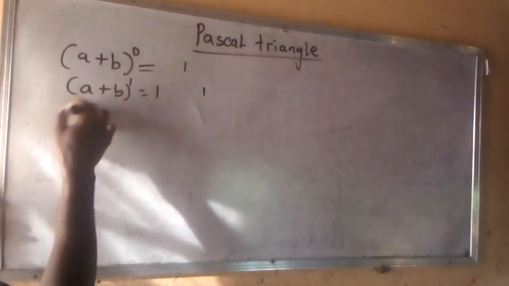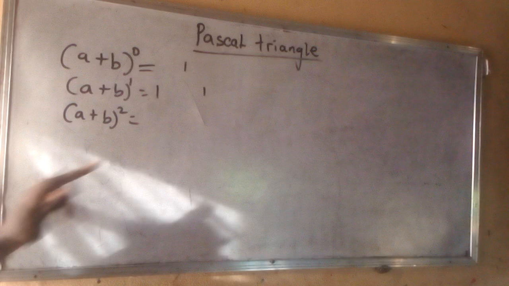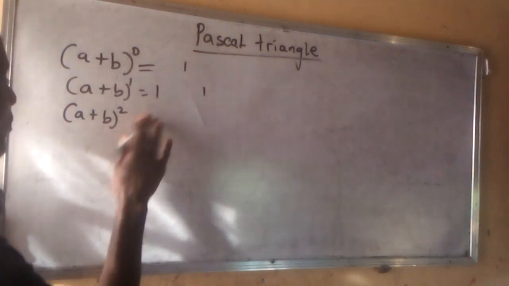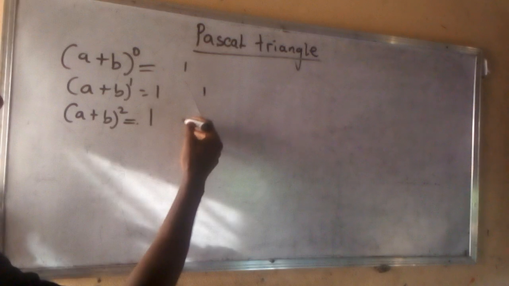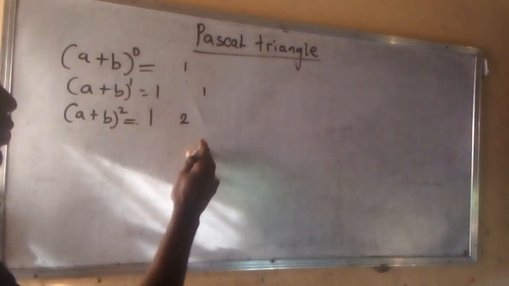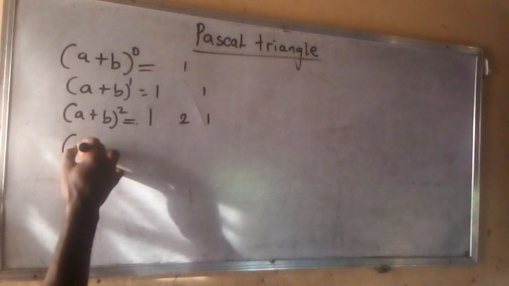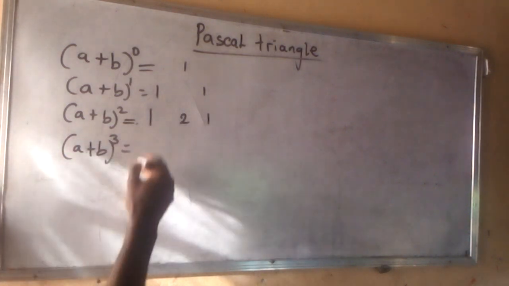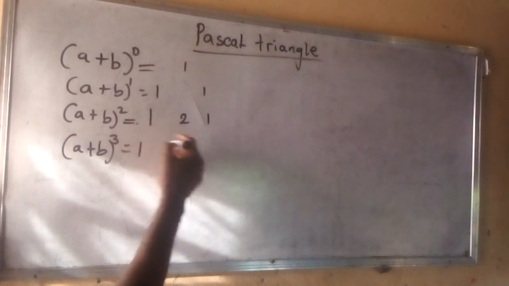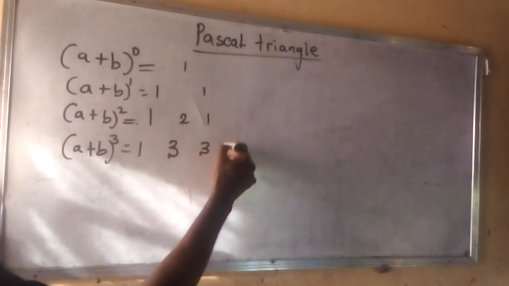So if we have (a + b) raised to power 2, I bring down my 1. 1 plus 1 is equal to what? Is equal to 2. You bring down the 1 again. What if we have (a + b) raised to power 3? You bring down the 1, 2 plus 1 is 3. Then 1 plus 2 is 3. You bring down the 1.